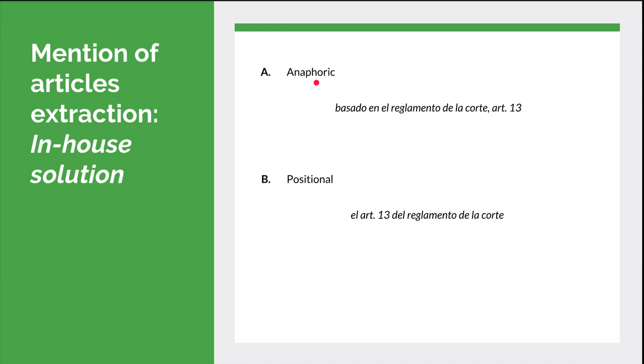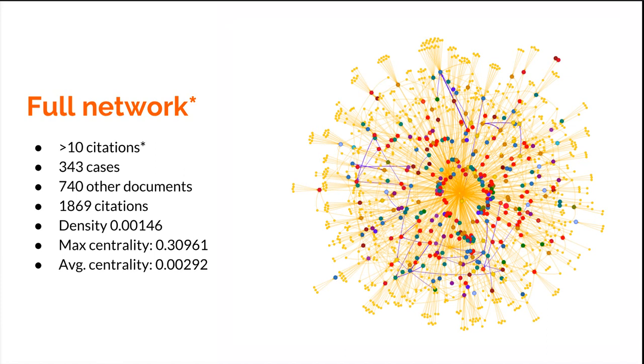It's an in-house solution which uses regular expressions. In particular, we needed more flexibility than the one that GATE gave us, because we needed to account for several ways in which the documents are mentioned. Here are two examples. In some cases, the document and the article are mentioned in this order, document and article. In other cases, it's article and document. So we needed a little bit of flexibility there, so we made our own solution. With this solution, we can extract mentions for all the documents and generate our first network.